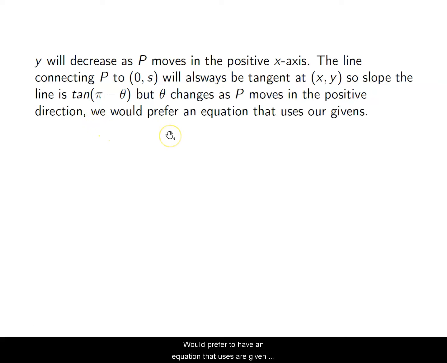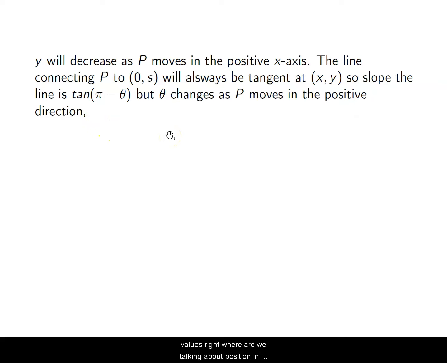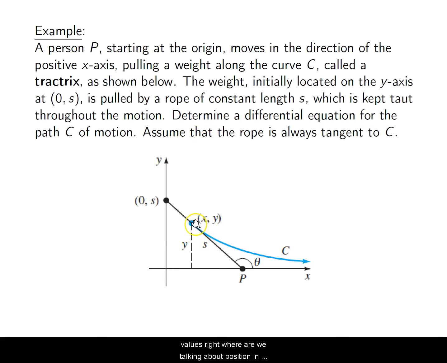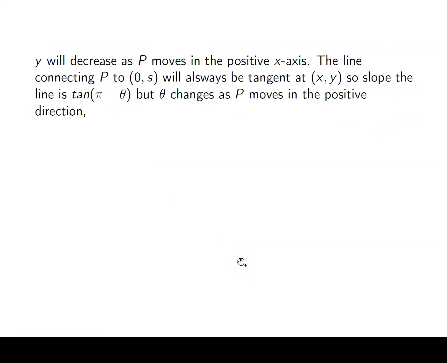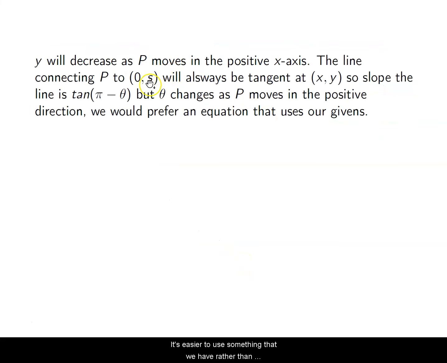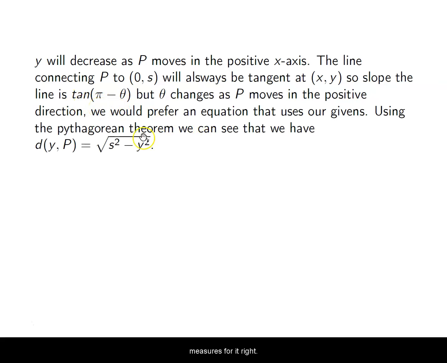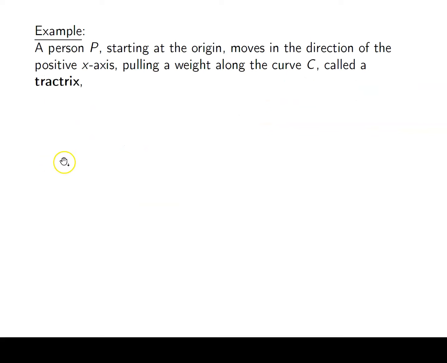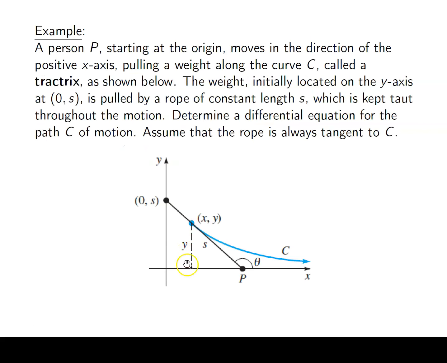We would prefer to have an equation that uses our given values, right? We're already talking about position in terms of X and Y, so I'll know an X and I'll know a Y. Those will be kind of given to me as I move, right? Theta is not. So it's easier to use something that we have rather than create values and functions for things we don't have measures for, right? So using the Pythagorean theorem to solve this triangle, we can find the distance from Y to P, okay?